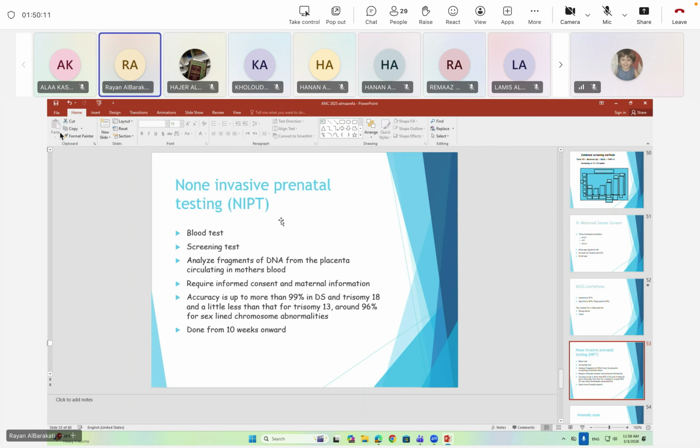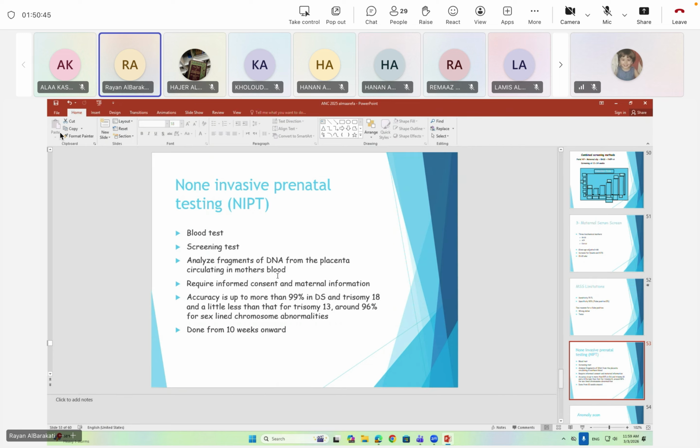A new non-invasive prenatal test is the NIPT. I'm sure most of you have heard about it now. It is very common, and it is taken from the maternal blood. This test is a blood test, and it's a screening test. How does it work? It works by analyzing the fragments of DNA from the placenta circulating in the mother's blood.